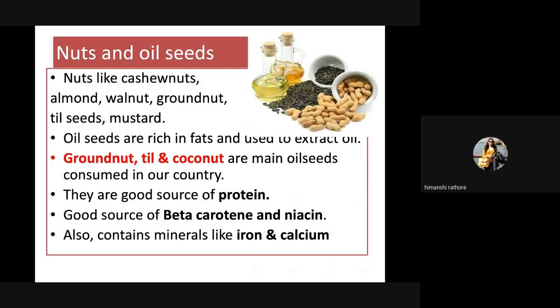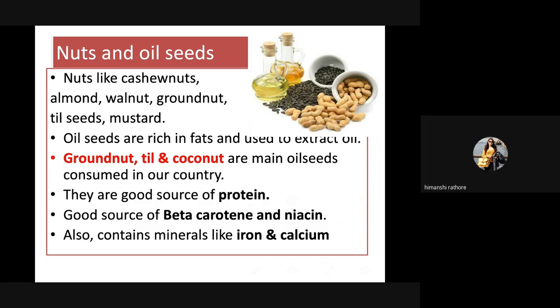Now we are moving forward to the nuts and oil seeds. Nuts like cashew nuts, almonds, walnuts, groundnuts, sesame seed, mustard, they all have oils in them, and we have to extract this oil from the seeds of these nuts. And there are many extraction processes by which we extract the oils out of these nuts. They are the source of our fats and oil.